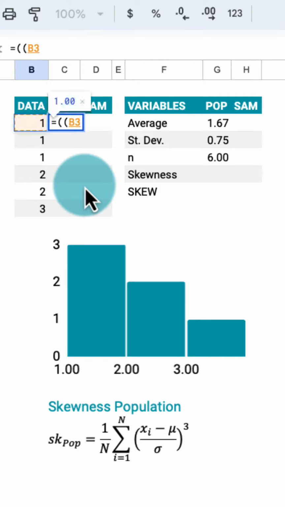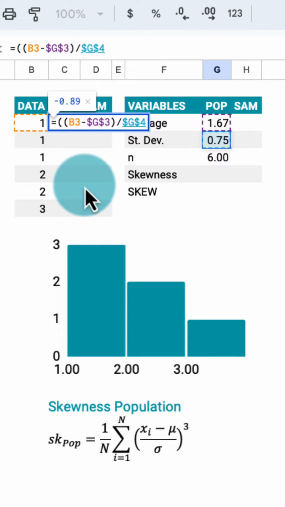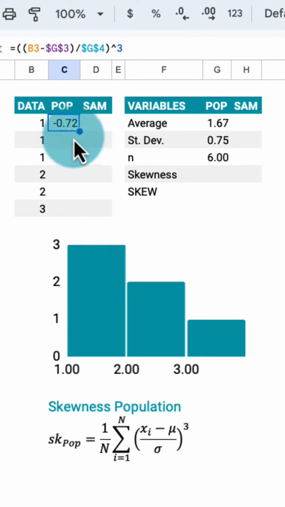So for that, we're going to extract the deviation between every data point and the average. We're going to make this into an absolute reference and divide it by the standard deviation of the whole population, which we make an absolute reference, and we raise it to the power 3. We're going to copy this to all the values below.